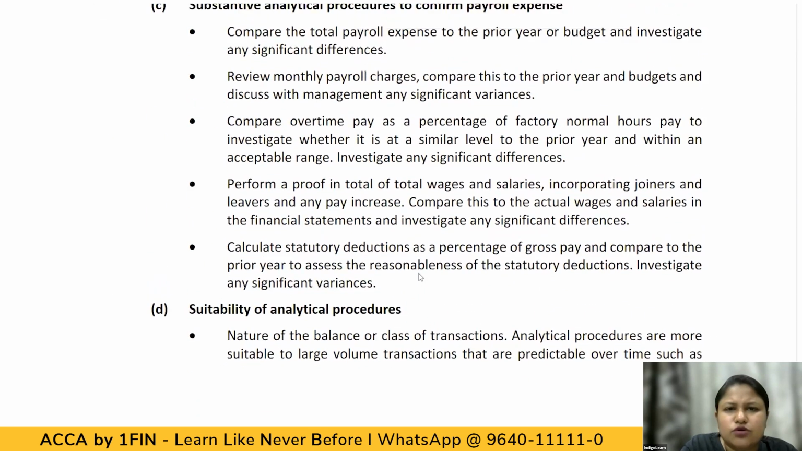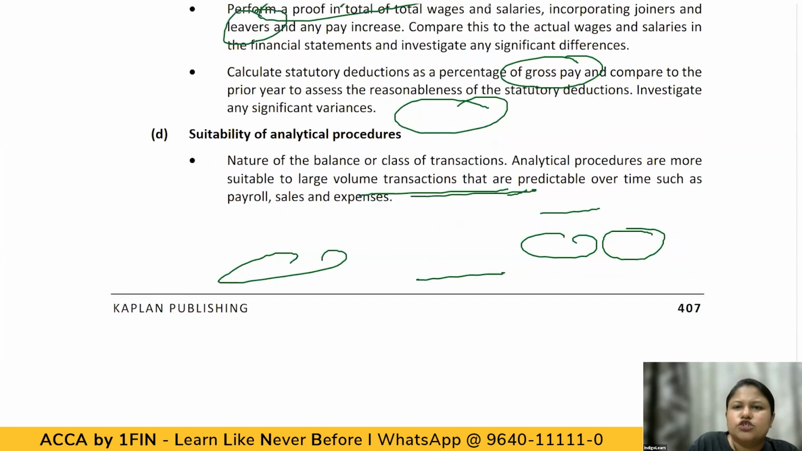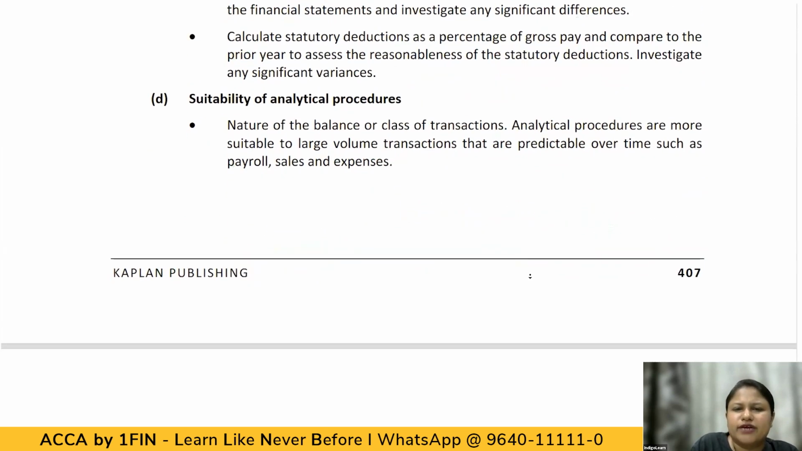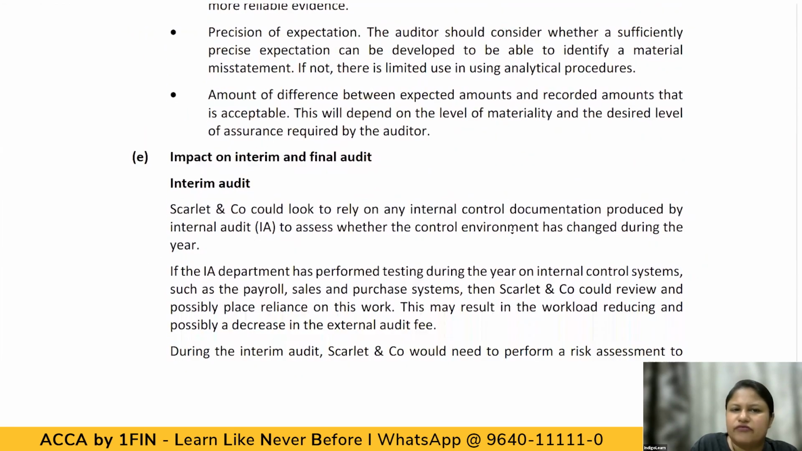Okay, substantive. I told you, analytical procedures. Always remember, whenever it is substantive, compare. Compare with the prior period, percentage. You do some kind of calculation to check with the actual and all. Then you compare gross pay with the prior years to assess reasonableness. So wherever the analytical procedure comes, you have to do only these kinds of procedures, comparisons and all of that. Suitability, I told you, is for items which are predictable over a period of time, like P&L account items where the data is available. Then you do cross comparison with them and all of that.